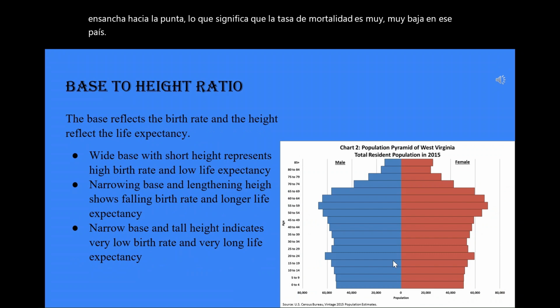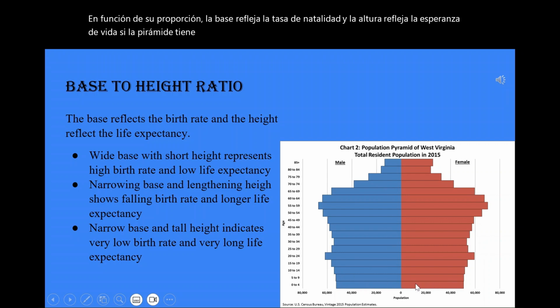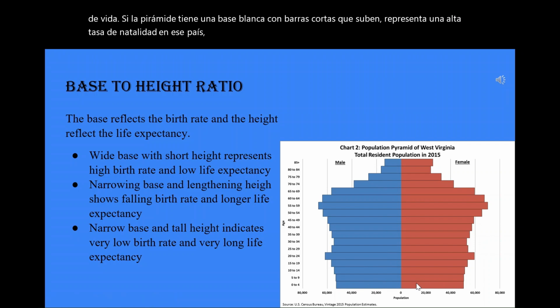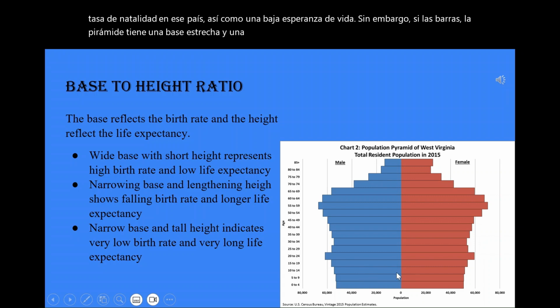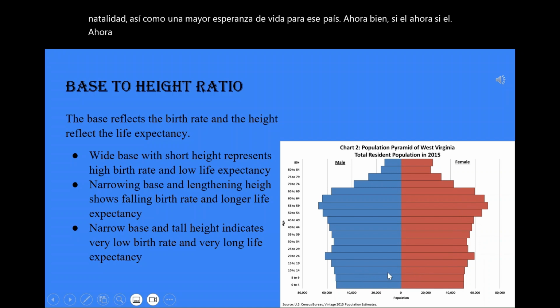Base to height ratio. The base reflects the birth rate and the height reflects the life expectancy. So if the pyramid has a wide base with short bars going up, it represents a high birth rate in that country as well as a low life expectancy. However, if the pyramid has a narrow base and a lengthy height, it shows a falling birth rate as well as a longer life expectancy for that country. Now, if the base is narrow and they have a very tall height, it indicates that there is a very low birth rate in that country and a very long life expectancy as well.